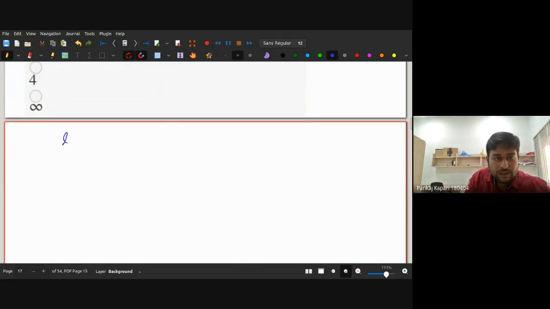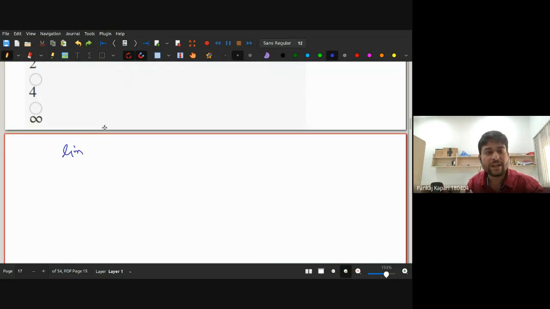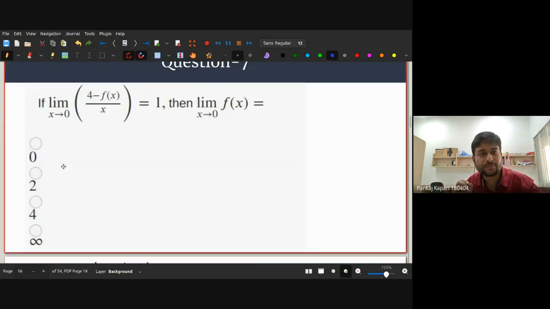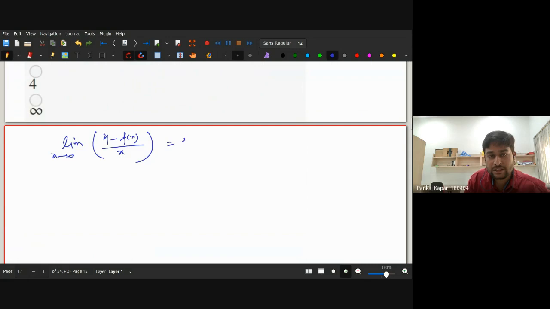Some limit is given. What is that limit? The limit of (4 minus f(x)) divided by x when x goes to 0 exists and is equal to 1. Notice that for this particular function g(x) equal to (4 minus f(x)) divided by x, the denominator goes to 0 and still the limit is a real number. So the limit of g(x) exists even though the denominator is going to 0 as x approaches 0.